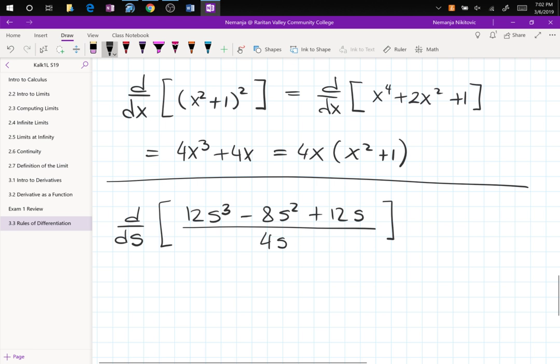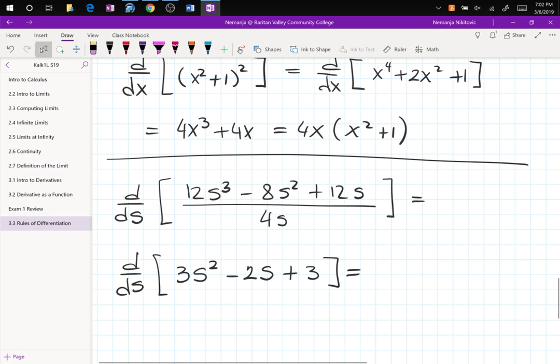So we have our algebra question to deal with first, and then we do the calculus. So copy the derivative part, and now 12 divided by 4 is 3. S cubed divided by S is S squared. Minus 8 divided by 4 is 2S. Very good. And then plus 3. And now we take our derivative.